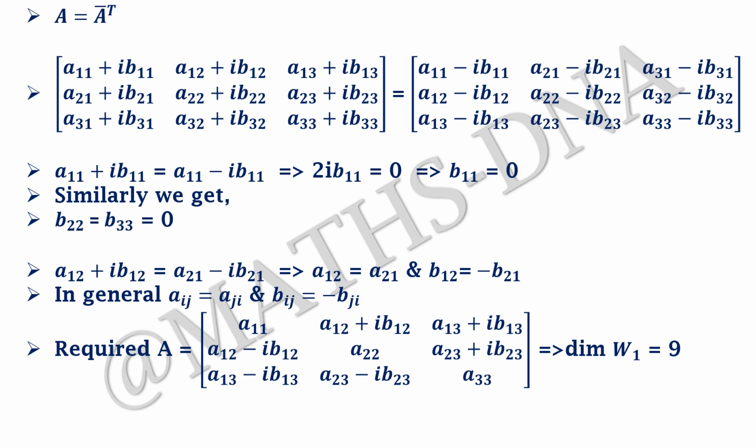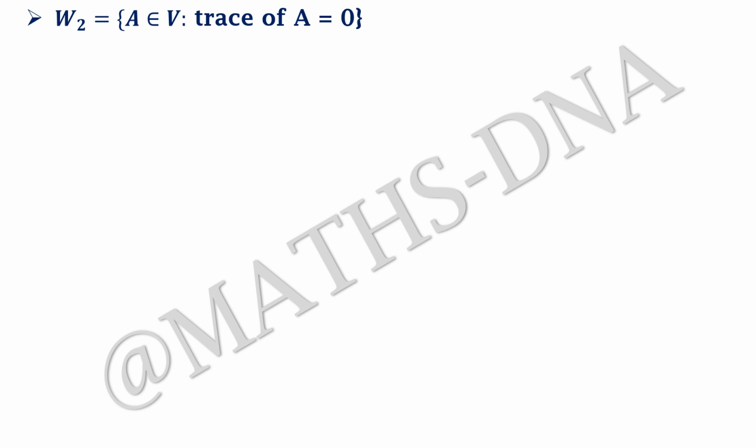so you get our required A, that is the entries on the diagonal are A11, A22 and A33, because B11, B22 and B33 we already proved to be 0, and the above diagonal entries we get as A12 plus iB12, A13 plus iB13 and A23 plus iB23. Below the diagonal the entries are the same, just there is a change of sign in the complex part, and so we get the dimension of W1 as 9. Please note it down.